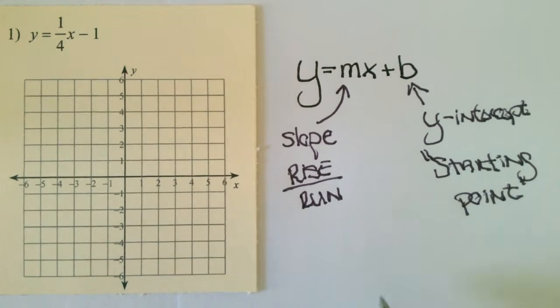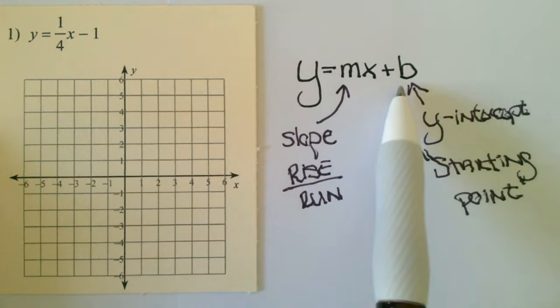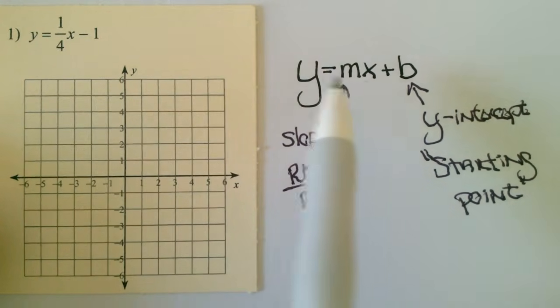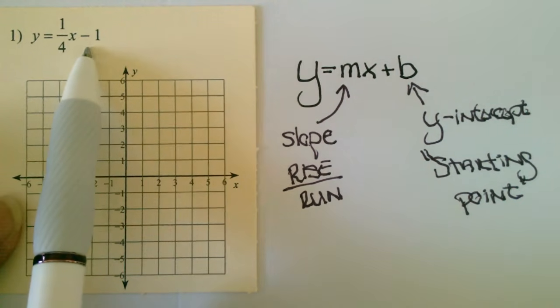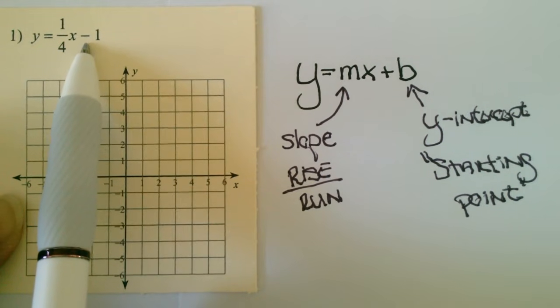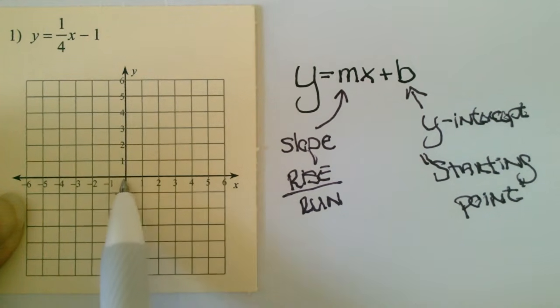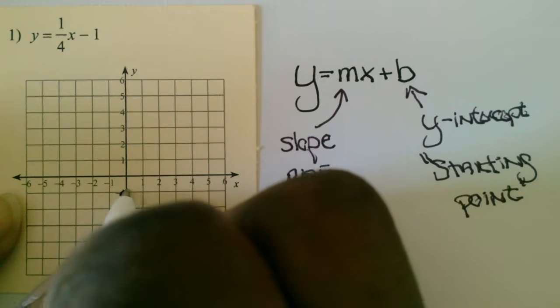So, this is how you start. So this is where you start. You take a look at what would represent your b, your y-intercept. So your y-intercept is that -1. That's where you start. So here I am on the y-axis. Here I'm at 0. Here's -1. That's where my first point goes.